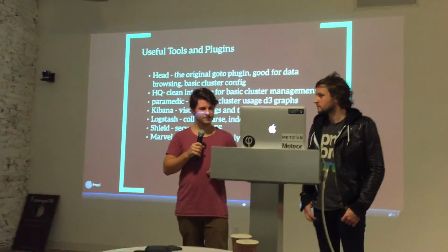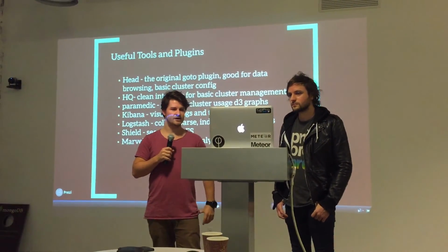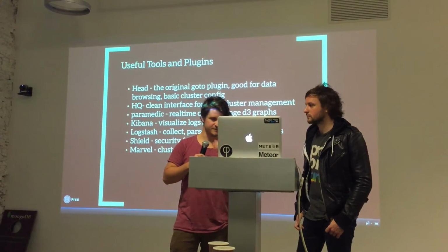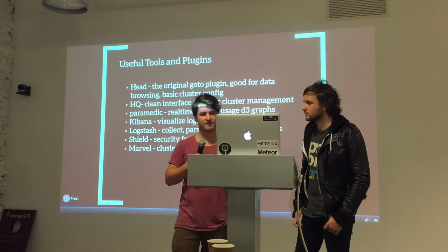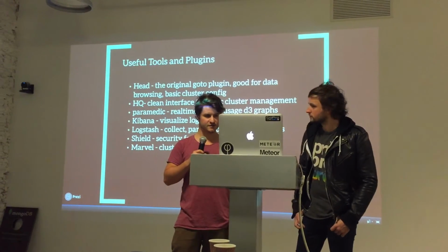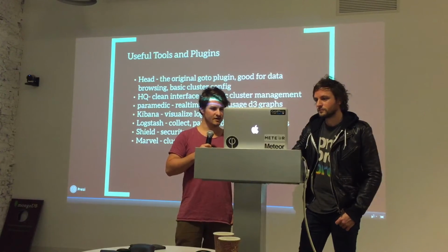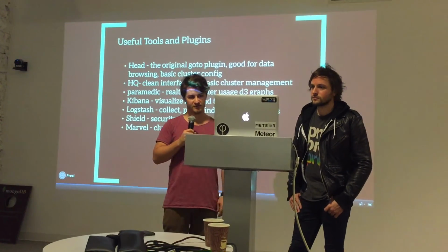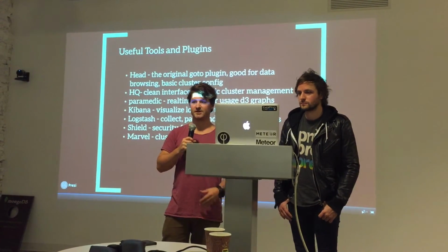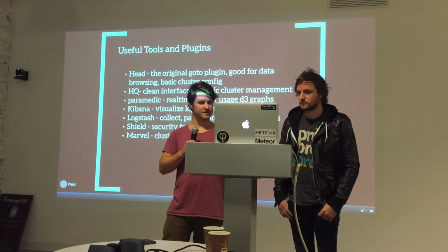We'll go through a quick list of the tools. Head is sort of the go-to plugin. There are a lot better tools now, but it was the go-to plugin for browsing, for basic cluster management at first. Now there's HQ, which is a little bit cleaner interface. It's kind of bootstrappy. Kibana, Logstash, Shield, and Marvel are all from the Elasticsearch company. I highly recommend checking out their website. Documentation is great, and there's a lot of awesome videos and resources out there.